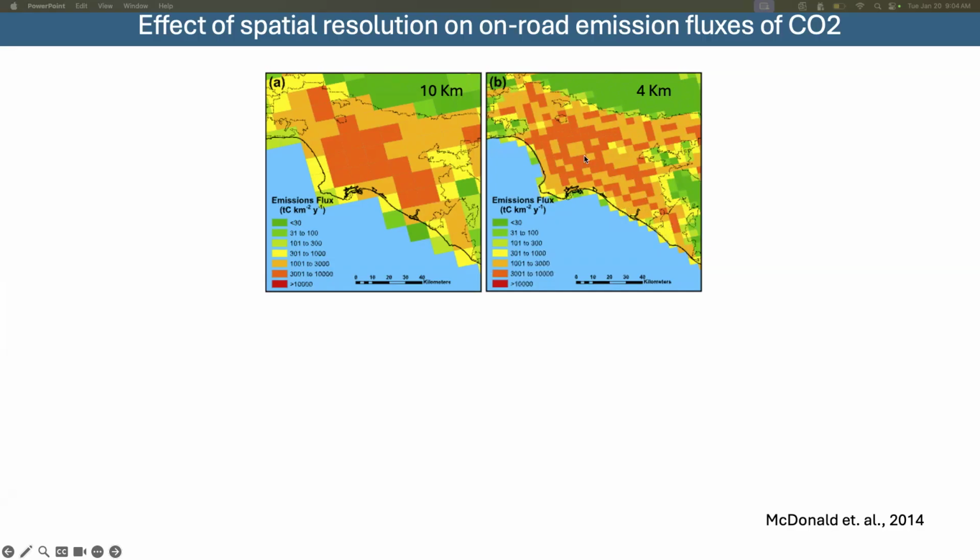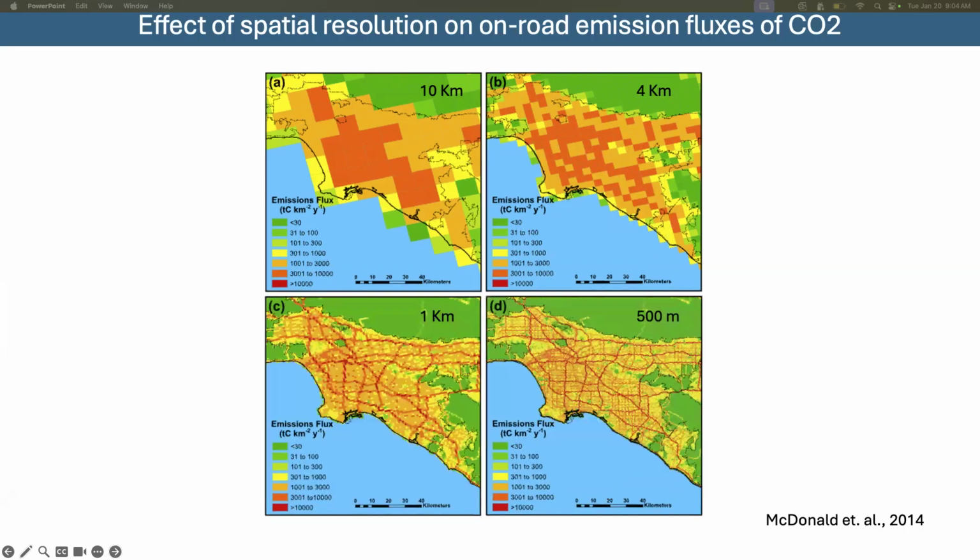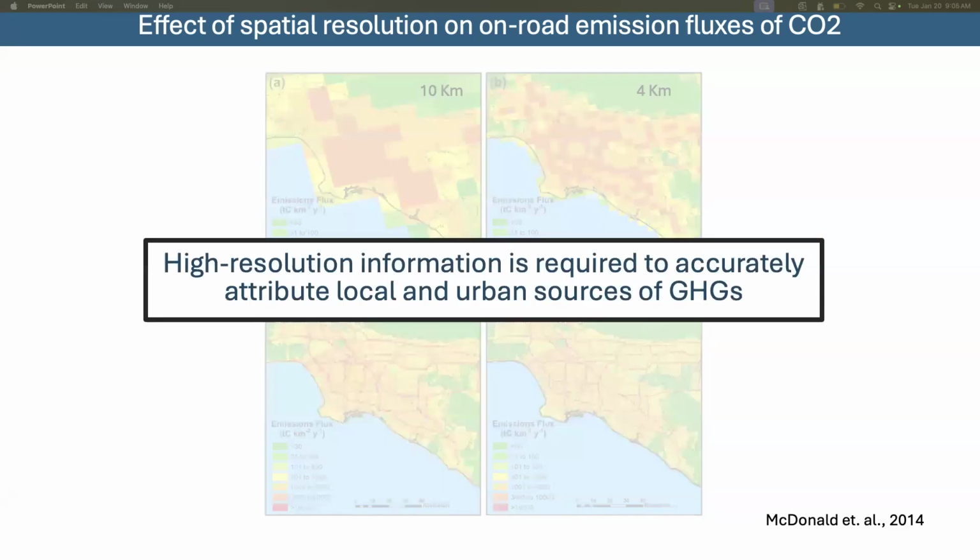And when we go even finer, about 1 kilometer, we are able to resolve freeways clearly from the background. And if we go even finer, around half a kilometer resolution, we can even see the arterial roads and resolve them compared to the background. So what I'm trying to emphasize here is that high resolution information is required to accurately attribute local and urban sources of GHGs.